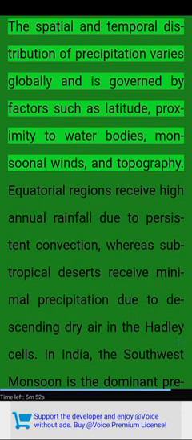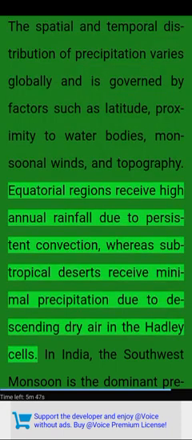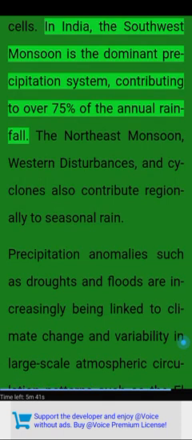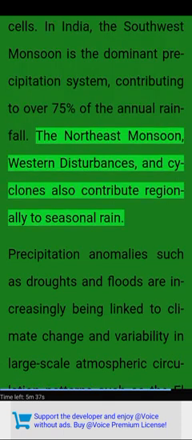The spatial and temporal distribution of precipitation varies globally and is governed by factors such as latitude, proximity to water bodies, monsoonal winds, and topography. Equatorial regions receive high annual rainfall due to persistent convection, whereas subtropical deserts receive minimal precipitation due to descending dry air in the Hadley cells. In India, the southwest monsoon is the dominant precipitation system, contributing to over 75% of the annual rainfall. The northeast monsoon, western disturbances, and cyclones also contribute regionally to seasonal rain.